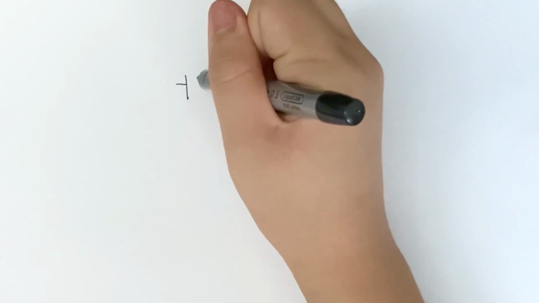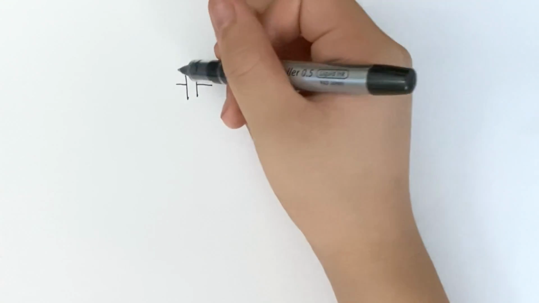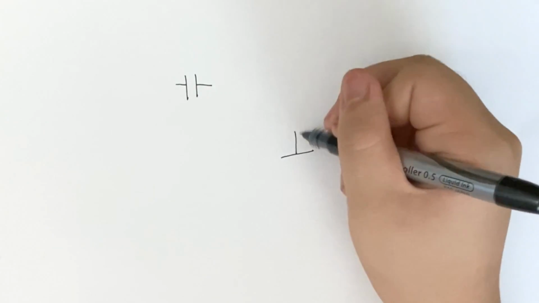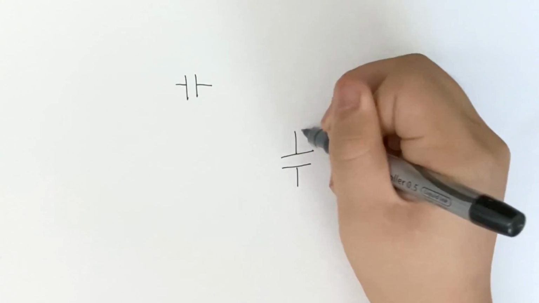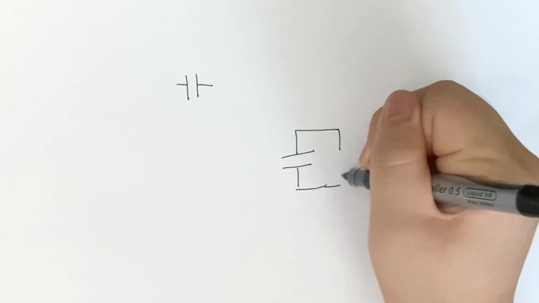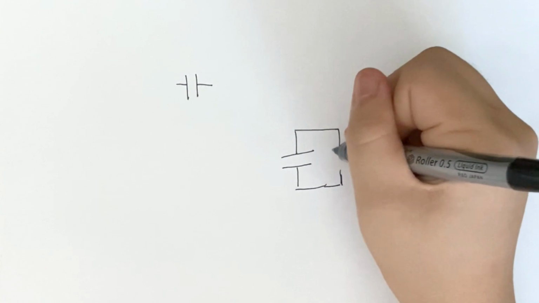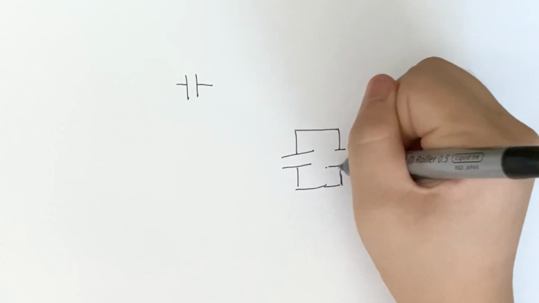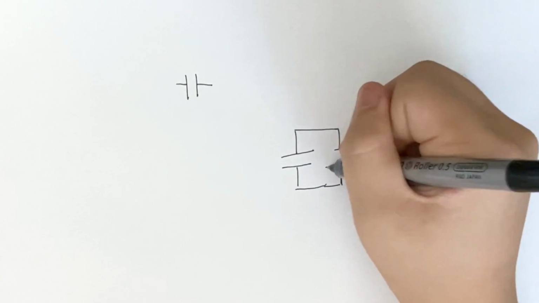The symbol for capacitor is this. It represents two conductors on either side of an insulator. Let's try connecting a capacitor to a battery. The symbol for battery is similar to a capacitor, but there is one positive end and a negative end. The positive end is longer.